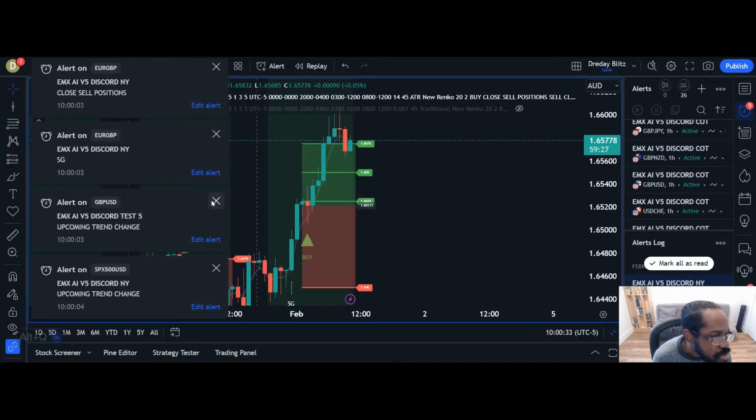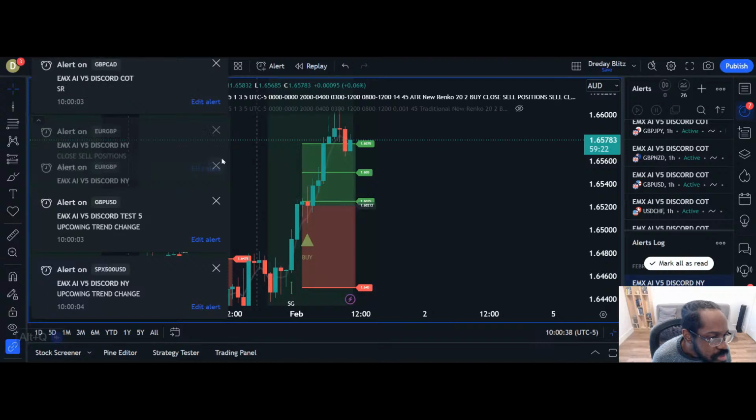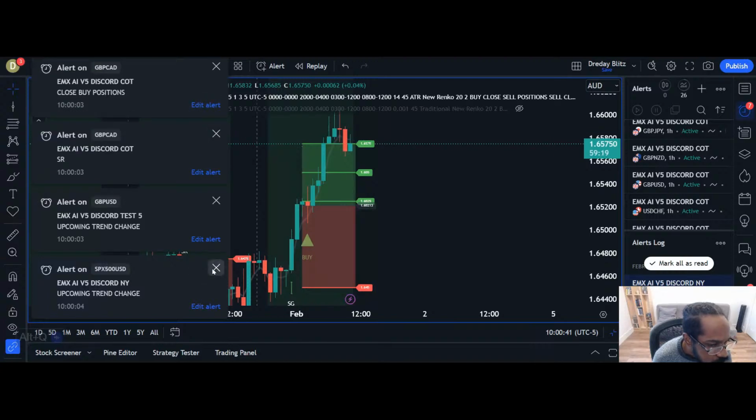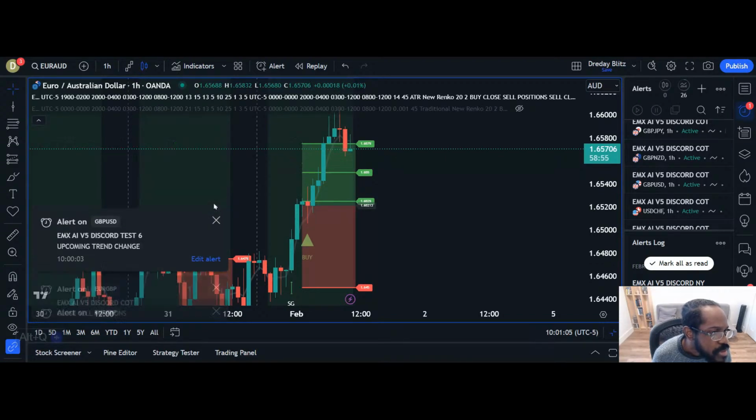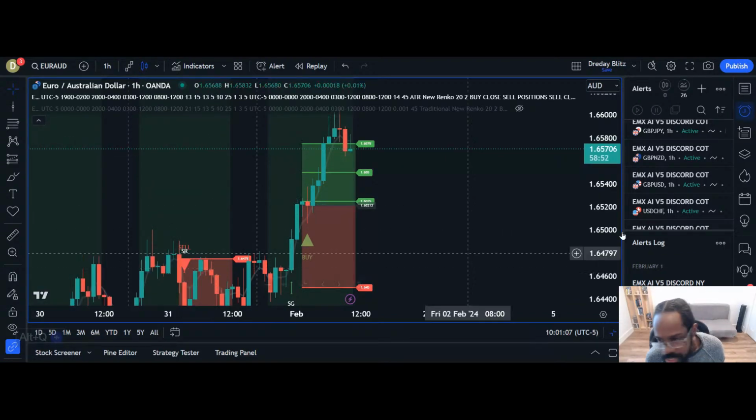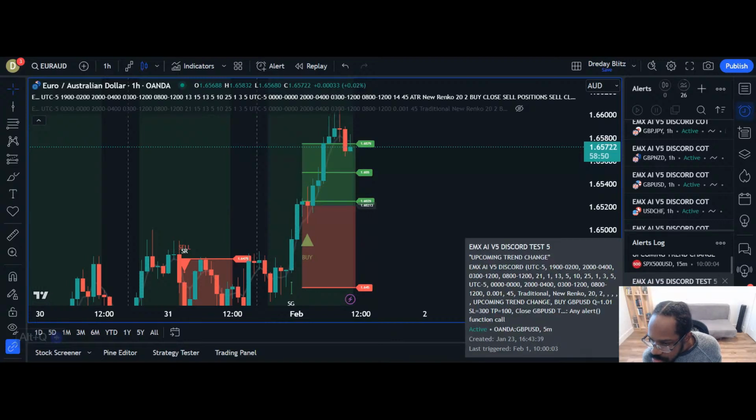Oh, GDP. So close that. So we have GBP CAD. Yeah, GBP CAD sell. We have an SR on GBP CAD and an SG on Euro GBP. So GBP CAD SR and Euro GBP SG.